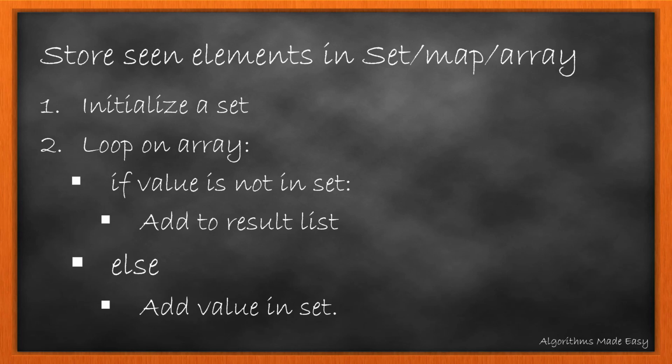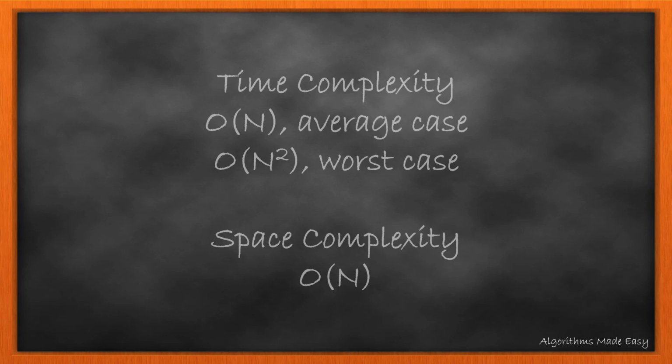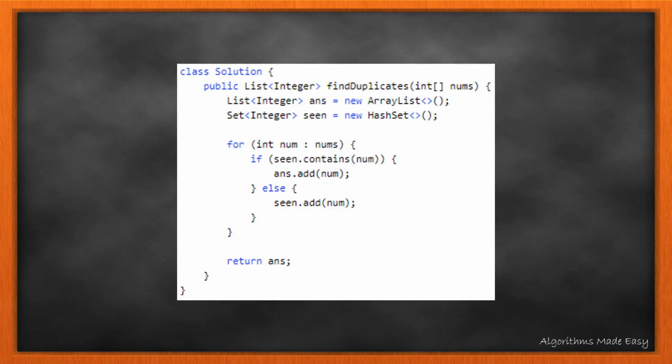Summing it up, we initialize a set and start looping over the array. If the current value is already in the set, we add it in the result list, otherwise we add it in the set. At the end, we return the result list. The average time complexity here is O(n), while it goes up to O(n²) in the worst case, as the lookup in a hash set can degrade to O(n). To improve this, we can use a tree-based set that will have a worst case lookup time of O(log n). The space complexity is O(n).